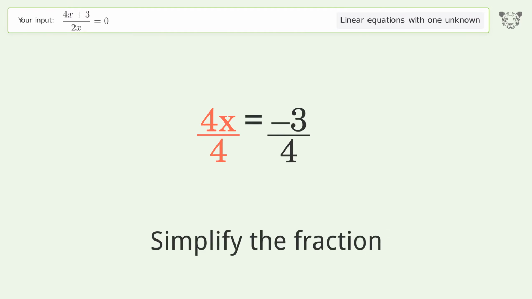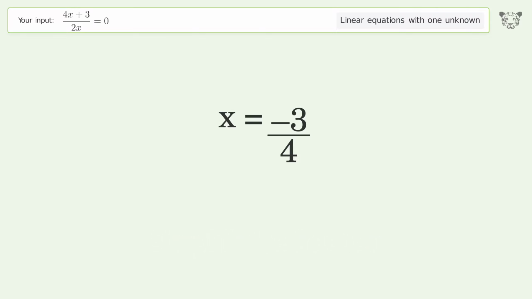Simplify the fraction. And so the final result is x equals -3/4.